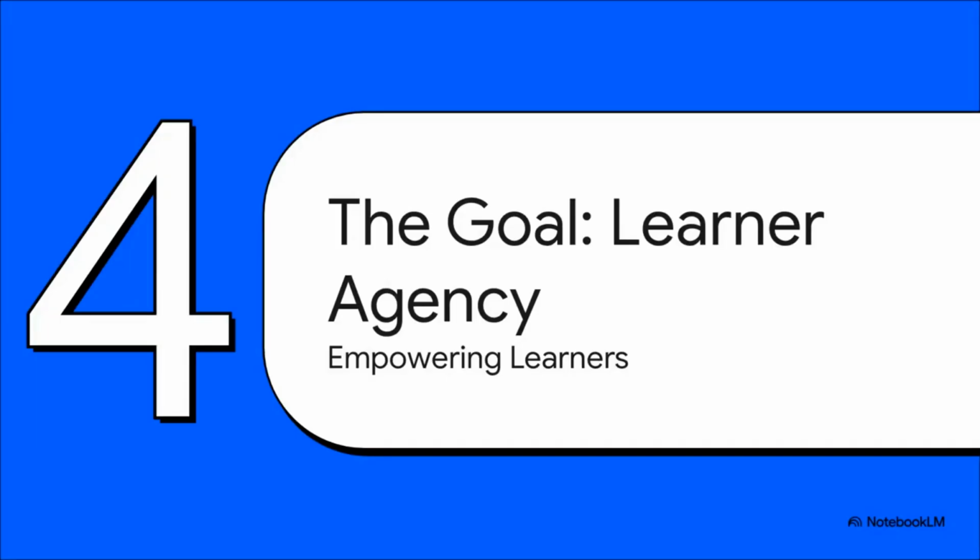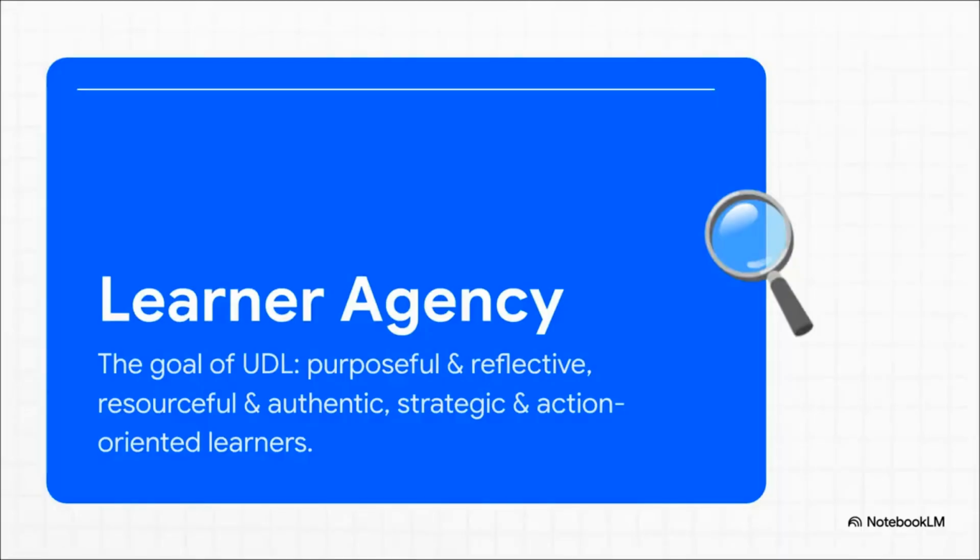All right, so we've talked about the principles, what it looks like in practice, but it's really important to know that all of this is leading somewhere. There's a big ultimate goal here, and it's not just about giving kids access to stuff. And that goal is something called learner agency. What does that mean? It means we're trying to help students become expert learners, people who know how to learn, who are motivated, who know where to find information, and who can set their own goals. It's about putting them in the driver's seat of their own education.